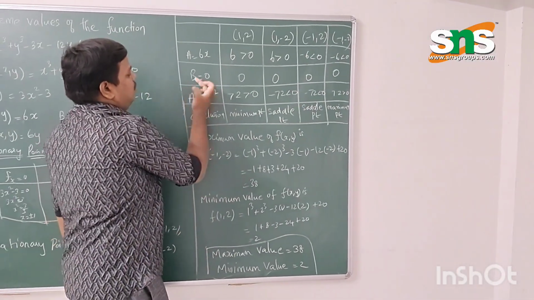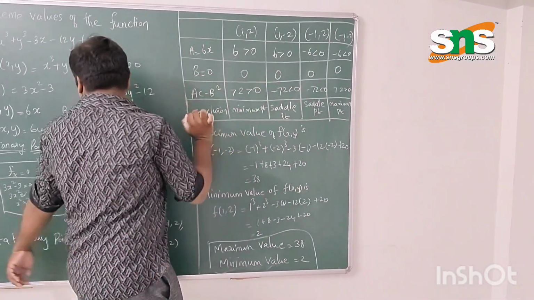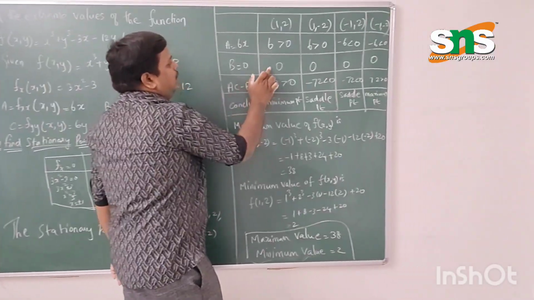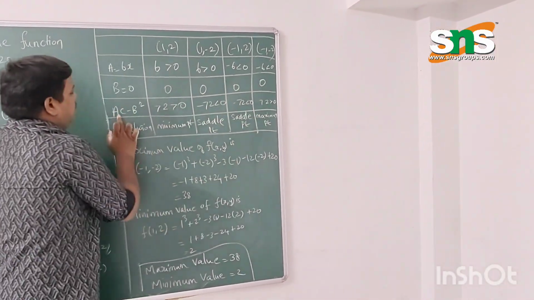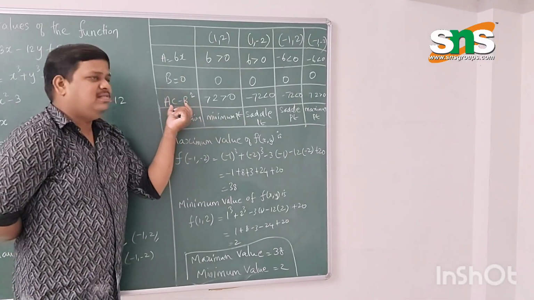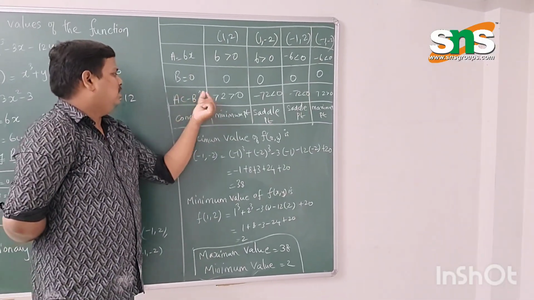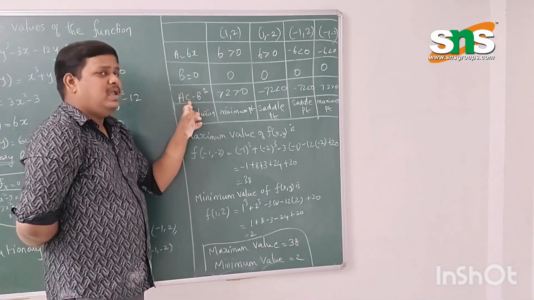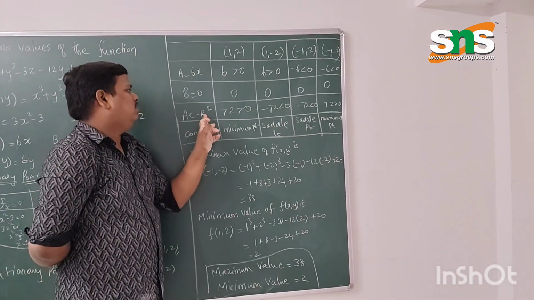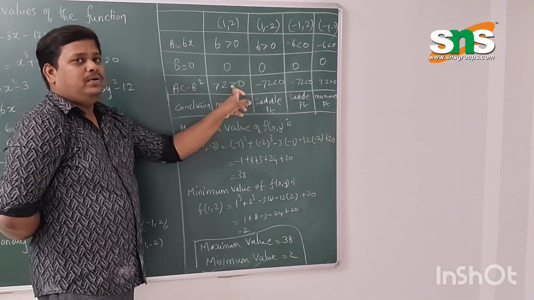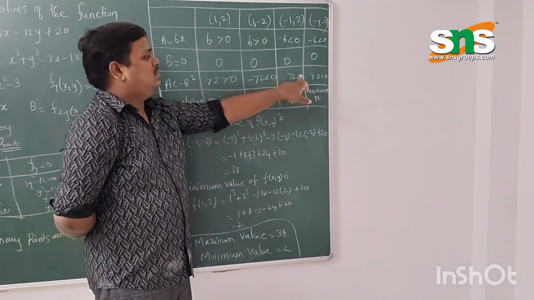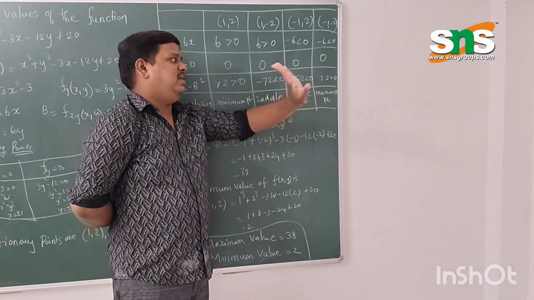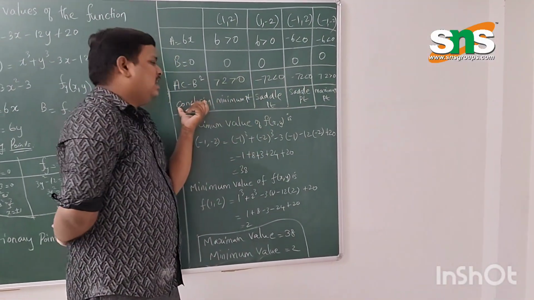Next b is nothing but 0, all become 0. C is nothing but 6y. I get here 12, here minus 12, 12, minus 12. Next important thing is ac minus b square. Multiplying a and c and subtracting b square, I get first 72 greater than 0, next minus 72 less than 0, minus 72 less than 0, 72 greater than 0.